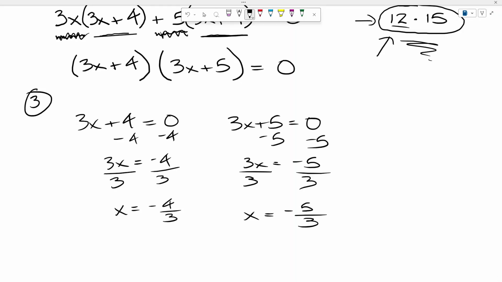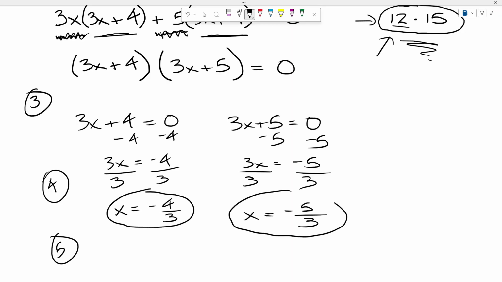-4/3 and -5/3. So that was our fourth step there. We were solving. And then the final step, if we wanted to go through and check our work, and if we do the math, both solutions do indeed work in the original equation. The 9x squared plus 27x plus 20, both of them do indeed work. I did the math on them. So these are our answers. That has two solutions for x for that one.